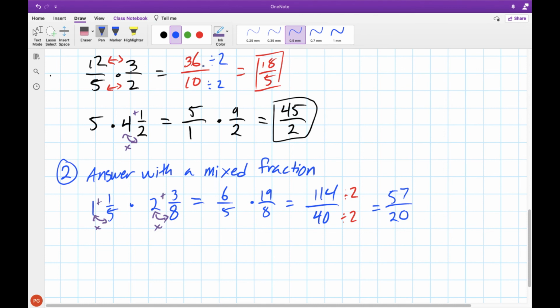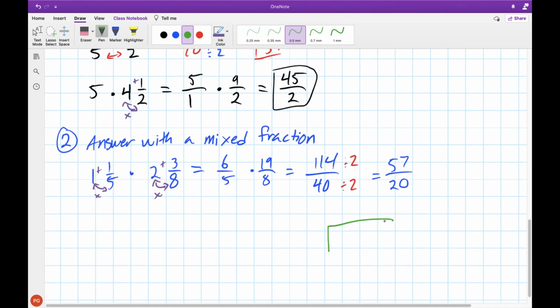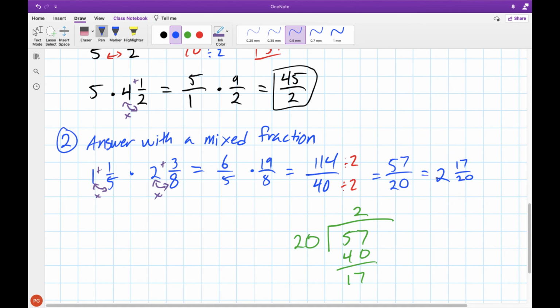So now we need to figure out what this looks like as a mixed fraction. If you remember, the shortcut for mixed fractions is we do long division. 20 goes into 57 twice, with a remainder of 17. So that would tell us that our mixed fraction is that it goes in twice fully, and then there's a remainder of 17 that's still being divided by 20. And that would be our final answer.